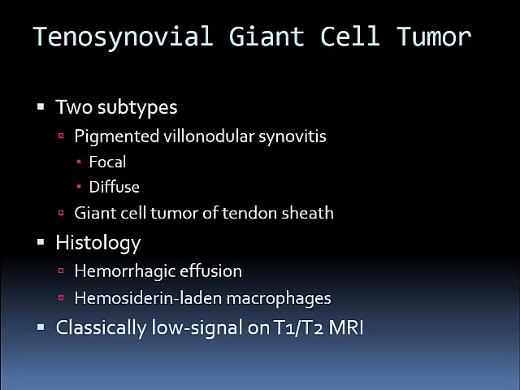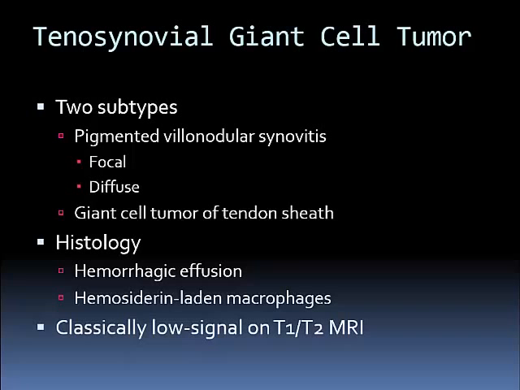I wanted to put this up because there's some very interesting developments taking place. This falls into one of these interesting categories of diseases that have long been considered a benign process, but as we move more into molecular pathology, we're understanding that there is indeed a component of neoplasia associated with these. So the broad generic term for these tumors is tenosynovial giant cell tumor. And there are two subtypes of this, pigmented villonodular synovitis and giant cell tumor of tendon sheath.